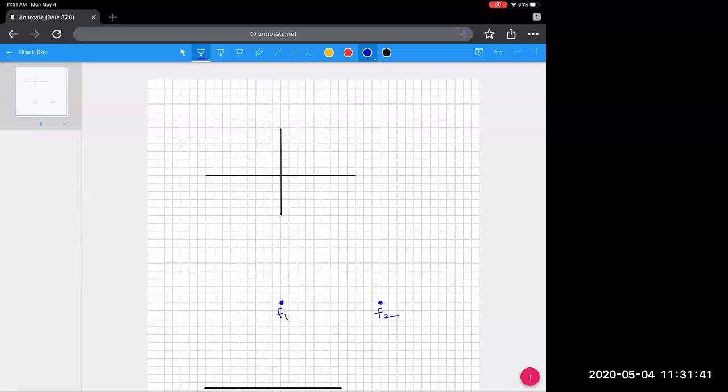So consider all points such that the absolute value of d1 minus d2 is constant. So d1 is the distance to focal point 1, d2 is the distance to focal point 2, and you're going to have some constant difference between the two.